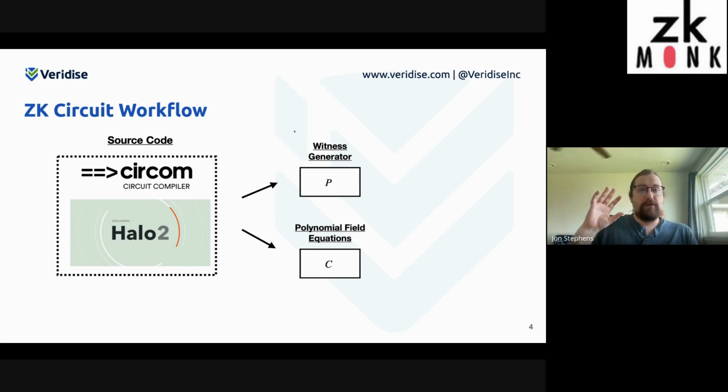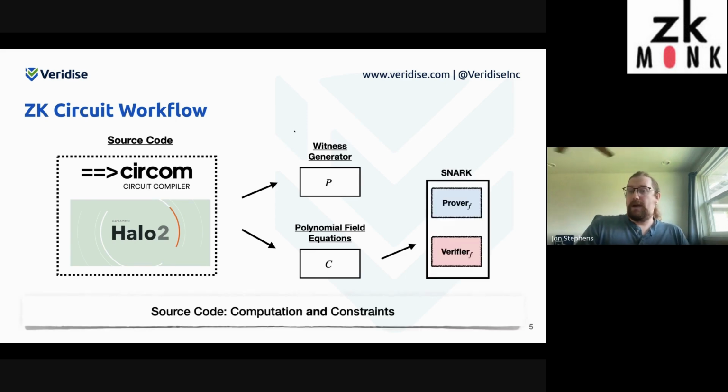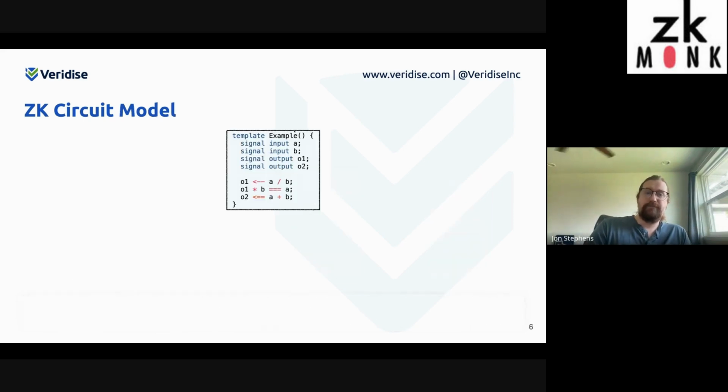So you're going to get your witness generator, which generates that witness, as well as a set of polynomial field equations. These are the equations that are used in order to check the validity of the witness in the verifier and in the prover. And so from those polynomial field equations, like I said, you get this prover, which is customized towards those equations that you have, as well as the verifier.